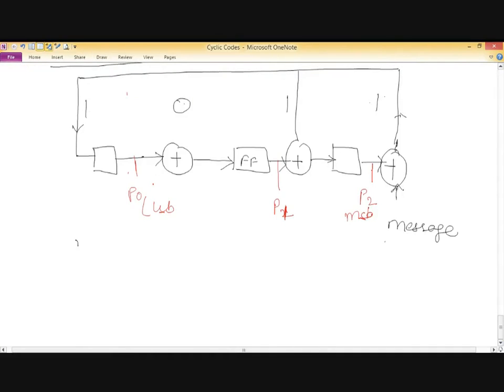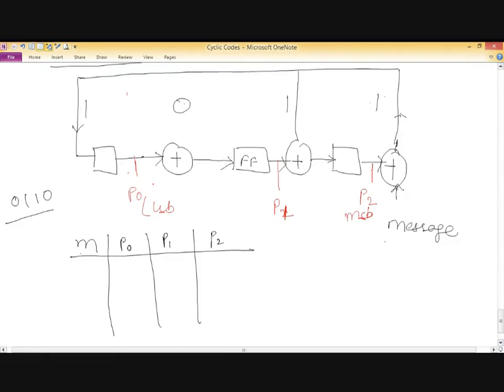So let's take a message. Let's start with this table. Message, P0, P1, P2. Okay. मैसेज ले लेते हैं कोई भी. अभी हम लोगों ने ट्राई किया था 0110 के लिए. So let's take this message. Initially all the flip flops are reset, so I will be taking initial condition to be this. ठीक है, इनिशियली ये था.